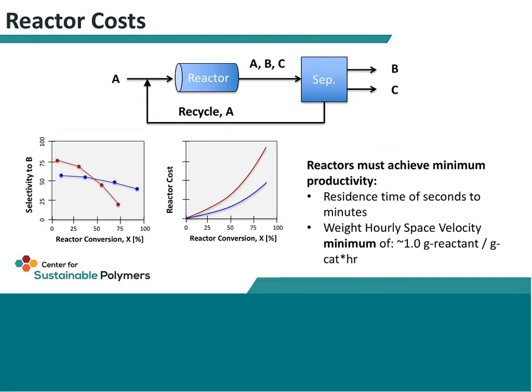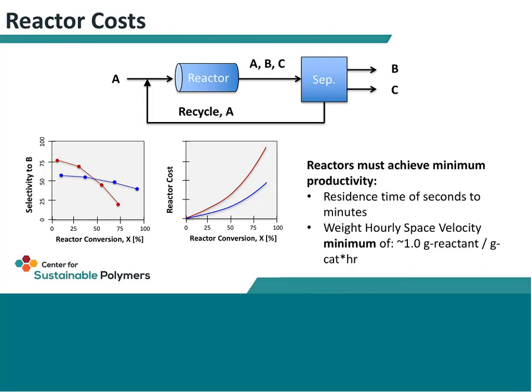So how do you think about the reactor cost? Now, this is a very important point for the chemistries that we work on. As the residence time gets longer, our reactor conversion gets higher, our costs go up. And that's just because we're going to have a bigger reactor. So we have to have some minimum productivity in whatever chemistry we work on for it to be commercially viable. And if you think a lot about conventional commodity chemical production, the residence time there is seconds to minutes. It's not hours or days.